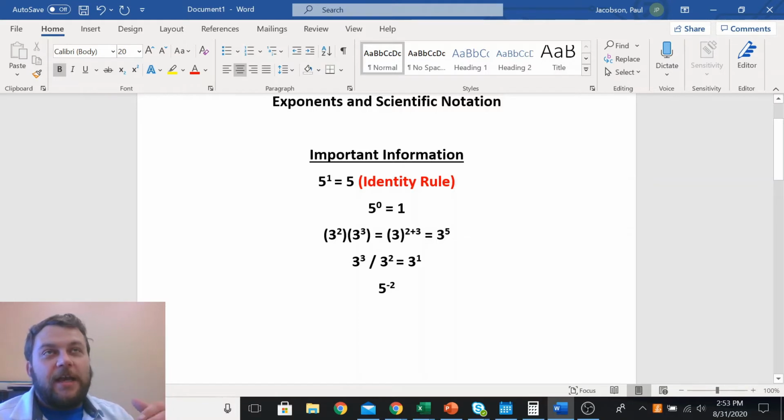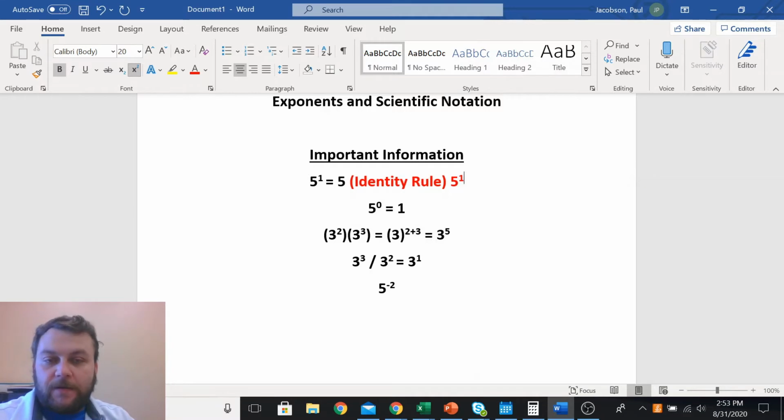It means that any base to the power of 1 will be the same as that base. So 5 to the 1 equals 5, x to the 1 equals x. They are interchangeable. There is that equal sign there. That means that they mean the exact same thing. So it is totally possible, I mean, you wouldn't see this, but like 5 to the 1 plus 2 to the 1 equals 7 to the 1.